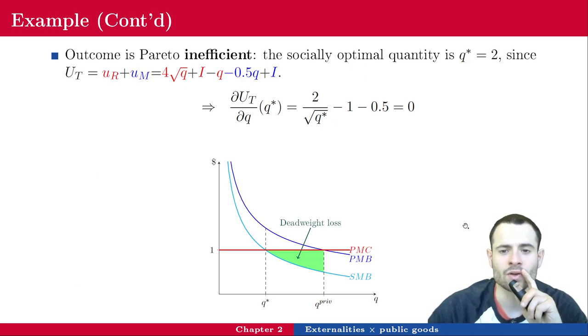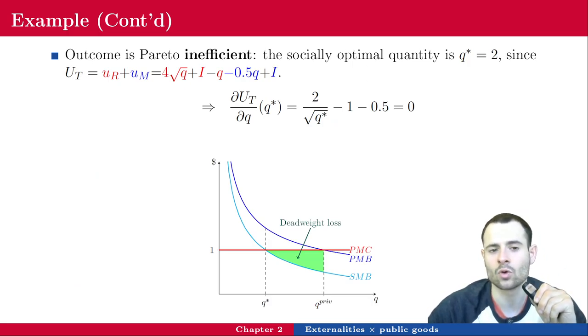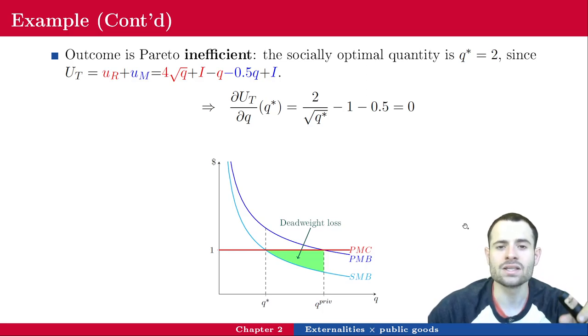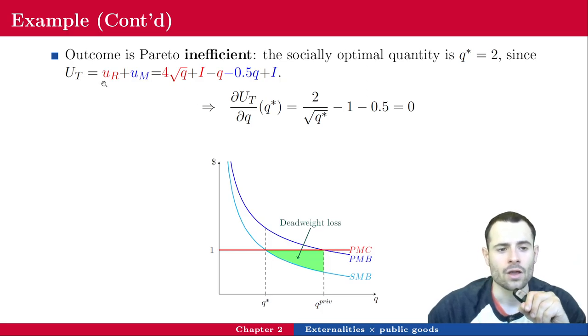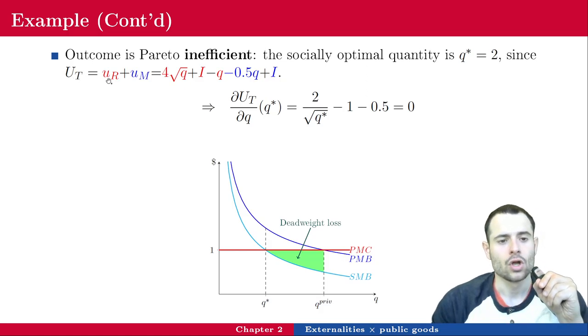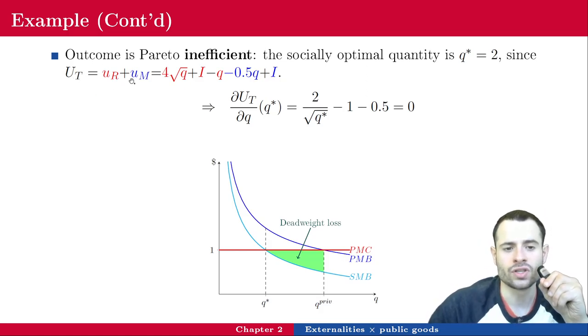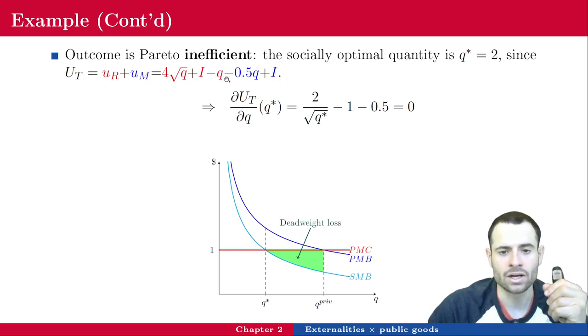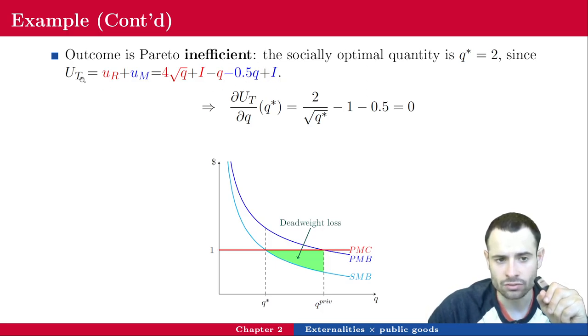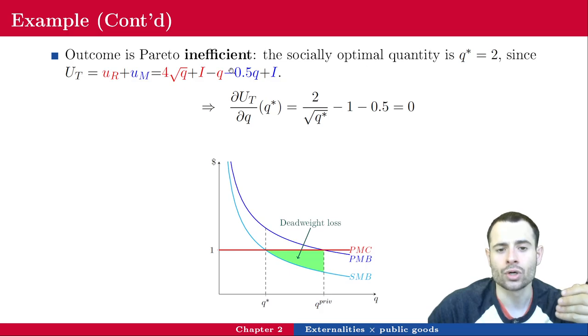Let's look at the Pareto efficient, or the socially optimal quantity. To do this, maximize both utilities together, one plus the other. So, total utility will be the utility of Rick plus the utility of May: 4 times square root of Q plus I minus Q, minus 0.5 Q plus I. Note that now in this utility function, minus 0.5 Q shows up. So once I take the first order condition, I'm going to have an extra minus 0.5 in my derivative.